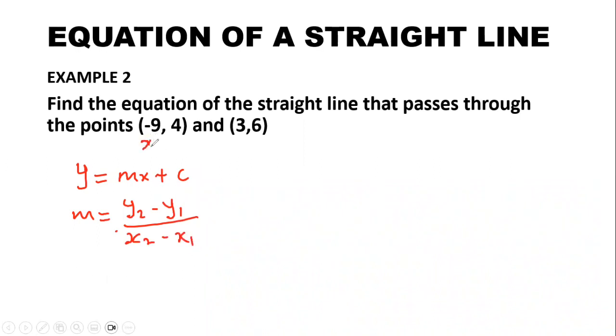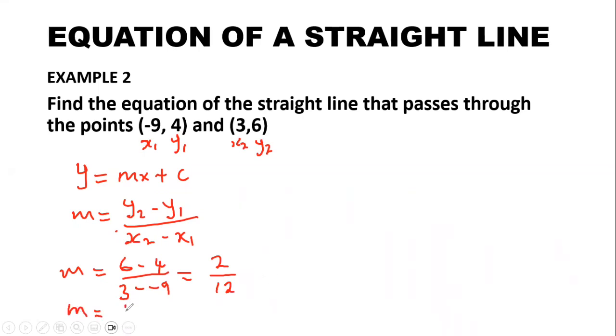So if this is our x1, y1, x2, y2, then the gradient of this straight line is going to be 6 minus 4 all over 3 minus negative 9. So this is going to be 2 all over 12. But 2 over 12 can be simplified. So the gradient is going to be 1 over 6. Now we know the gradient. We go on to substitute into the equation of the straight line. y equal to 1 over 6.